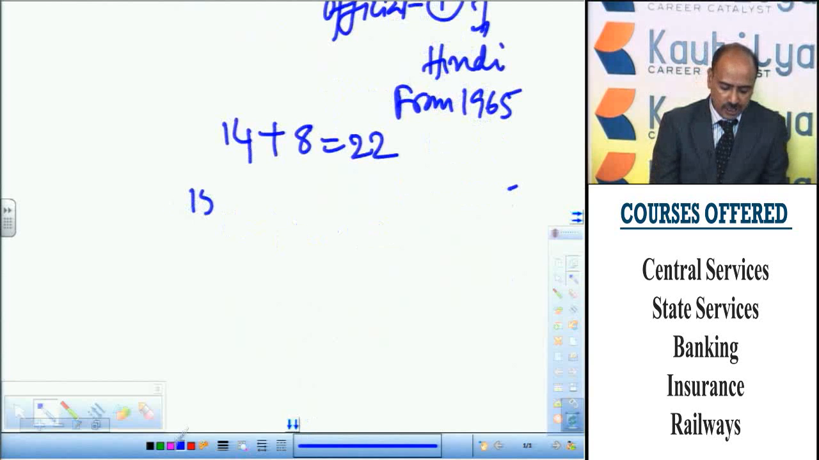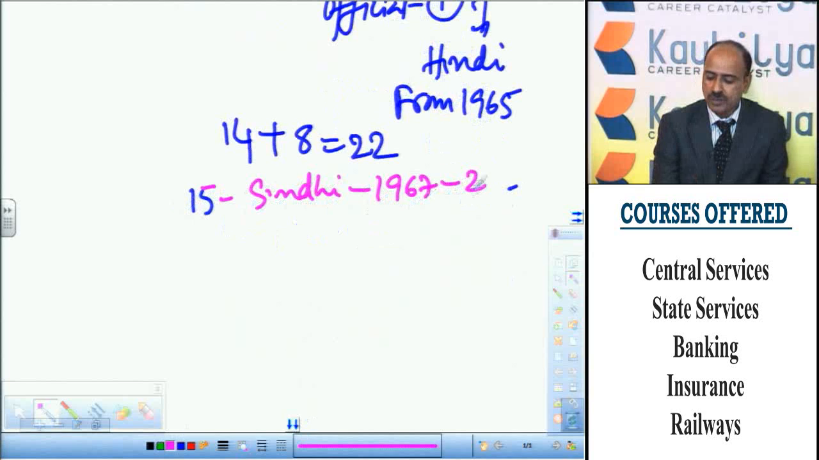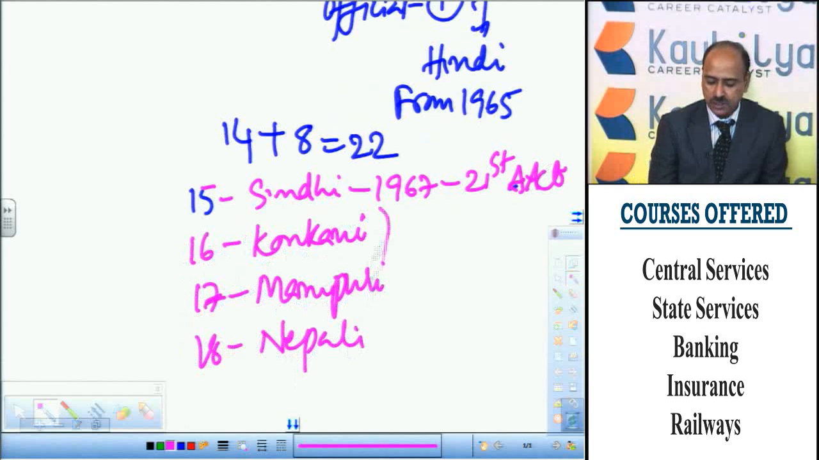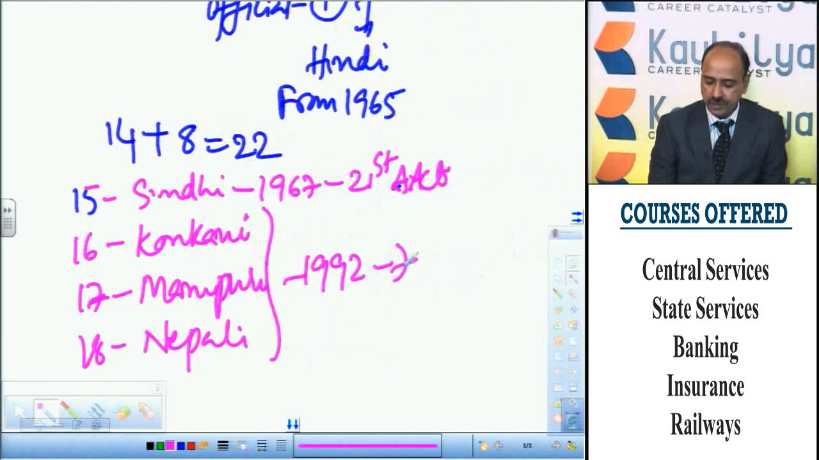The 15th language added in our Constitution is Sindhi. In 1967, through the 21st Amendment Act, it was added in our Constitution. Sixteenth was Konkani. 17th, Manipuri. 18th, Nepali. Three languages were added at the same time. The three were added in 1992 through the 71st Amendment Act.